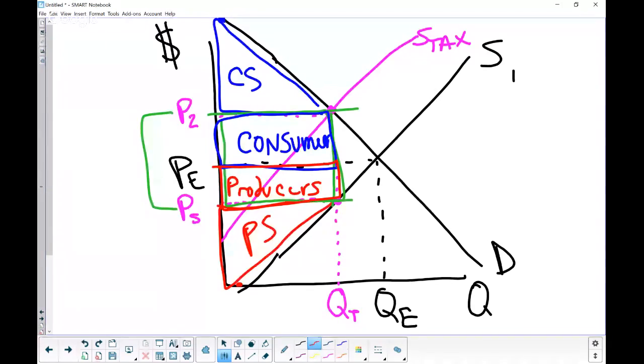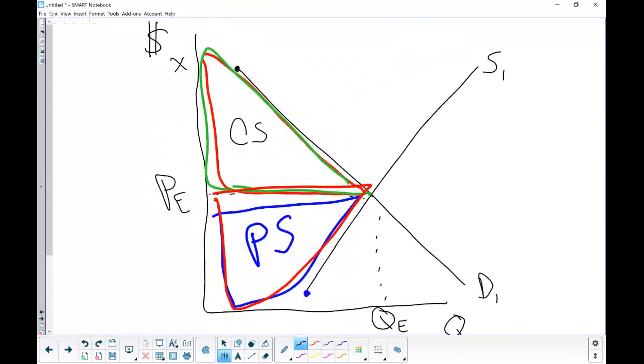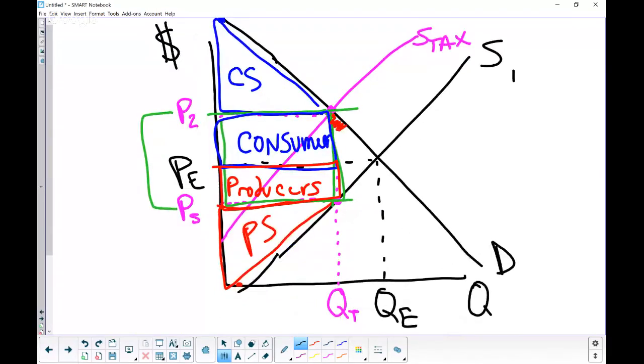It used to be a part of our conversation because our consumer and producer surplus went all the way to the equilibrium quantity. It no longer does. So this area is because of that government involvement. This is going to be the dead weight loss. Okay, so that's dead weight loss.